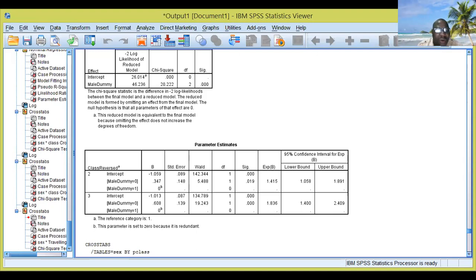If you look at it, by default, this parameter is set at 0 because it is redundant. If you look at what it's doing here, it sets male equal to 1 as the reference, and male equal to 0 as the other. So this is telling us that female, male equal to 0, are more likely to be in first class, second class, and third class than male. Because he said this parameter is set as 0 because it is redundant.